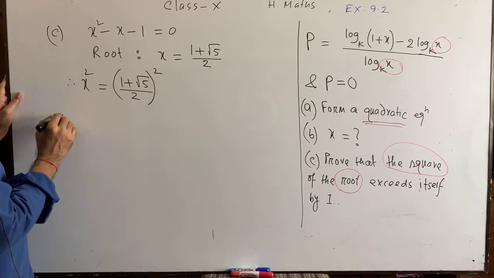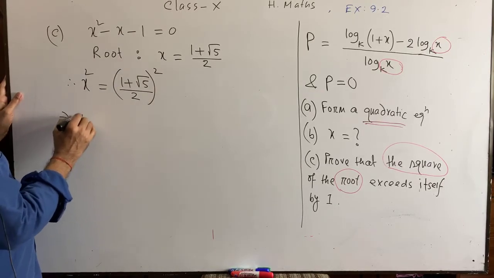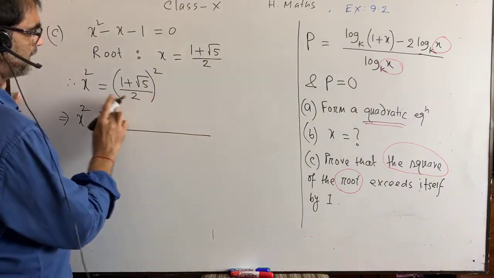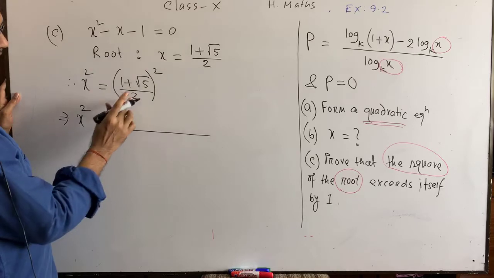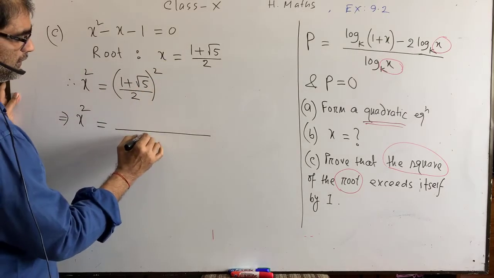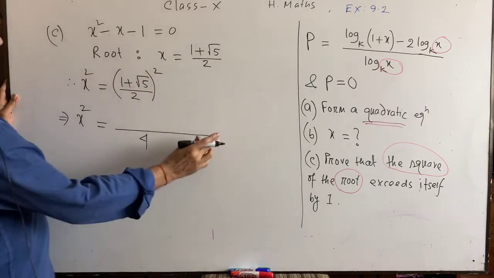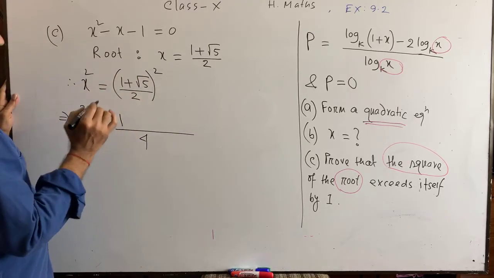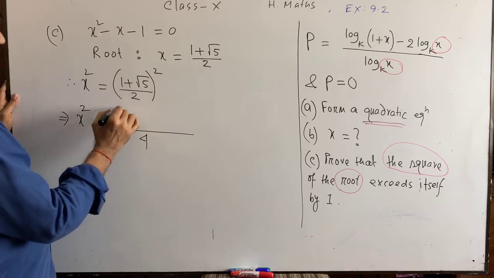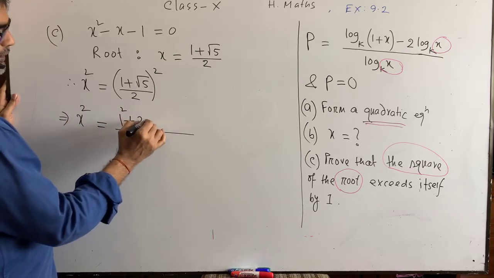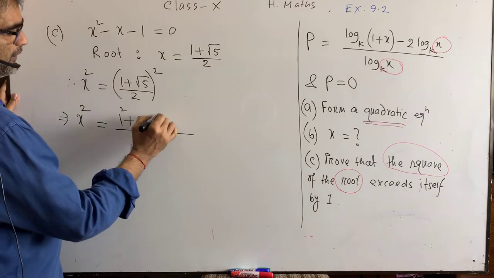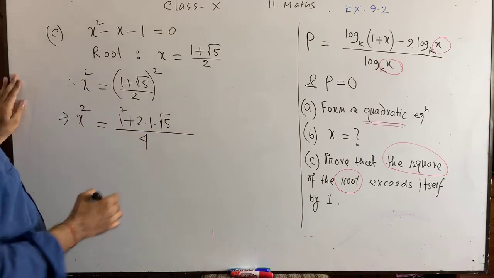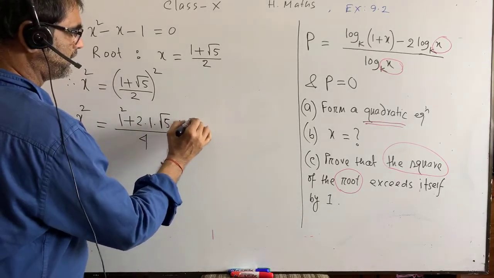Now we are getting here x square is equal to, here in the denominator it is 2 square. 2 square means what? It is 4. Okay, 2 square means 4. A plus b whole square, that is 1 square plus 2 into 1 into root 5. A plus b whole square, a square plus 2ab plus b square.